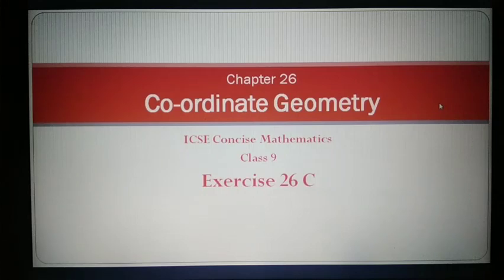So today we will continue our work on coordinate geometry, third exercise, that is exercise 26C. Fine. So let's begin with the topic for the day, that is slope of a line.